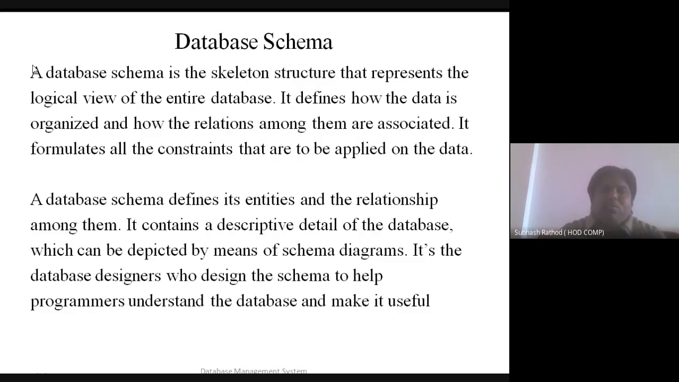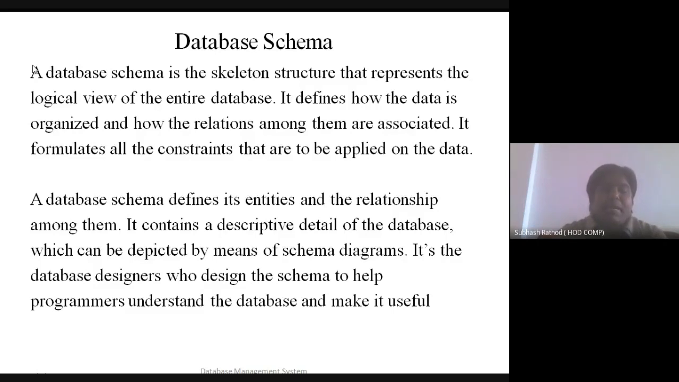If you want to design a university DBMS, you should have the bird's-eye view and the structure. You should have the schema of it. What are the entities? What are the relationships between them? What is the data? So remember, if somebody asks you what a schema is: a schema is nothing but the overall structure of the DBMS system.